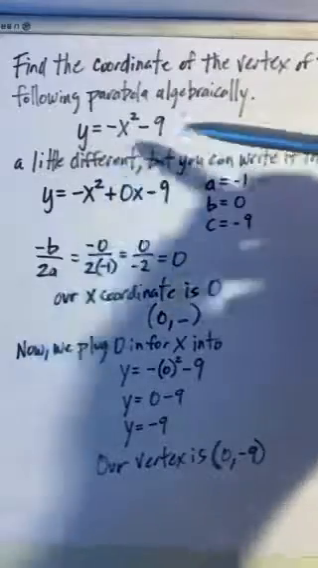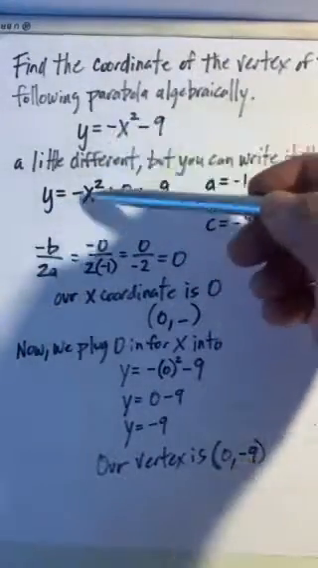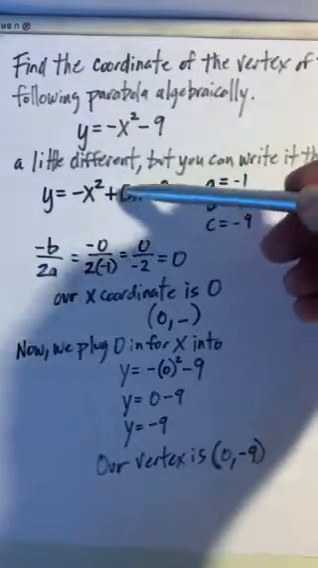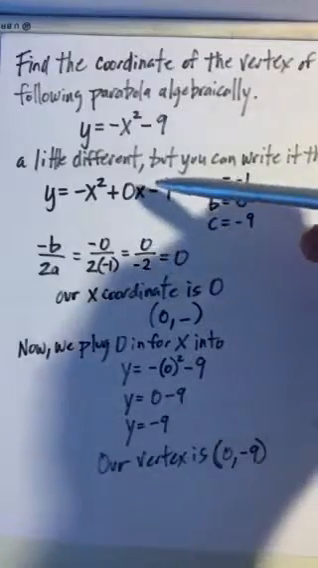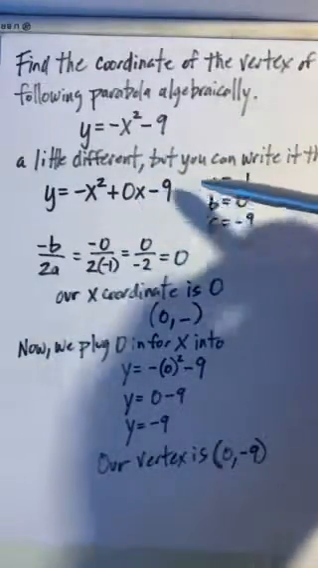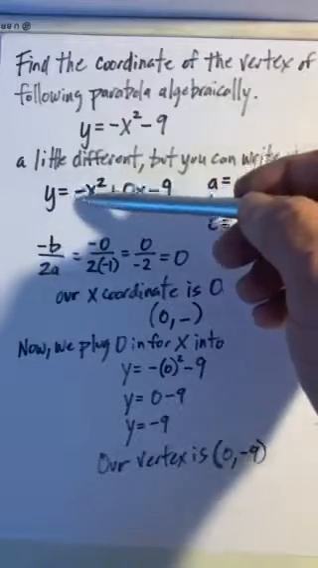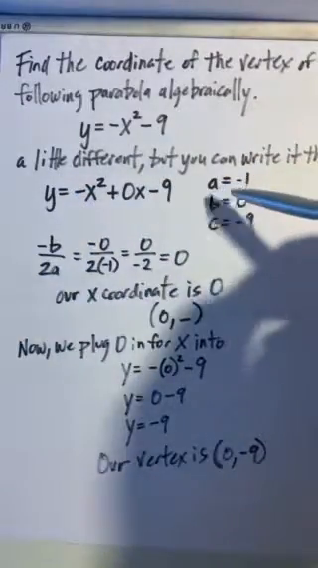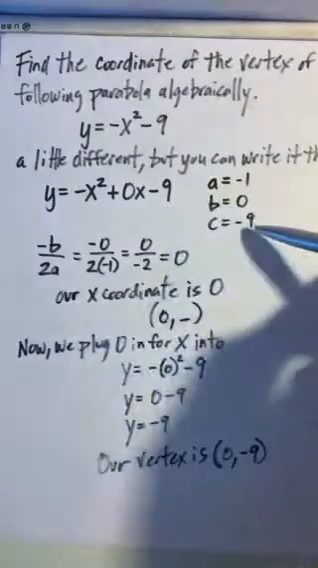So what we'll do, it's a little different, so we can write it this way. y equals negative x squared plus 0x, just like if we had a b in there, and then minus 9. So our a is negative 1, because if you've got an x by itself, you just assume there's a 1 there. So a equals negative 1. Our b is 0, and our c is negative 9.